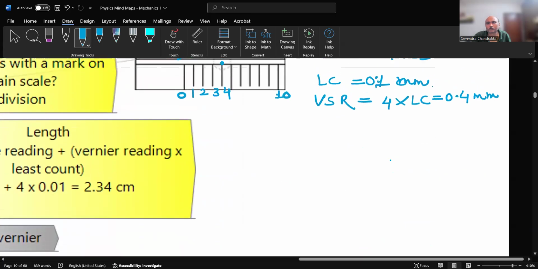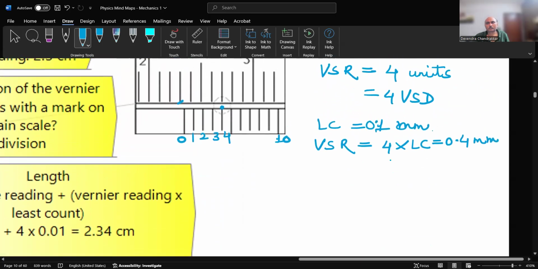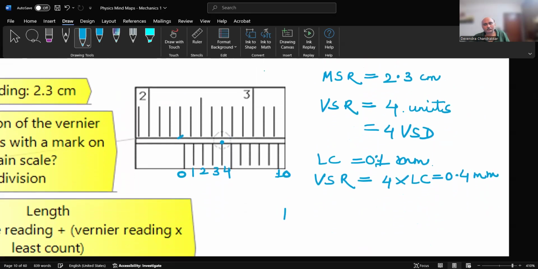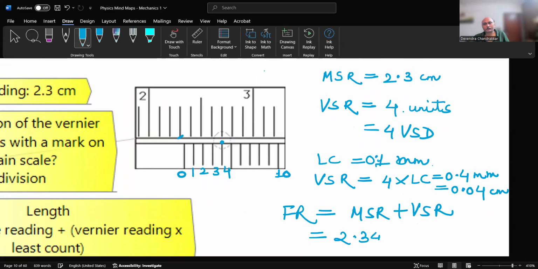Understood? All of you, say yes or no. So the final reading is MSR plus VSR in the same units. When I convert this to centimeter, this is 0.04 centimeter. When I add this, I get 2.34 centimeters. I hope all of you understood this. Yes or no?